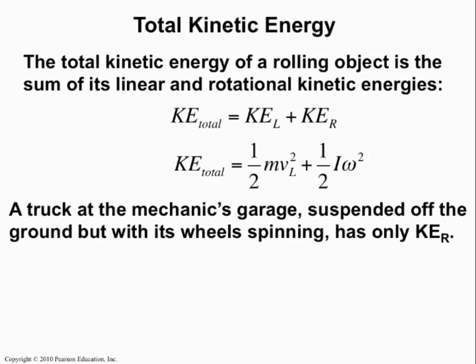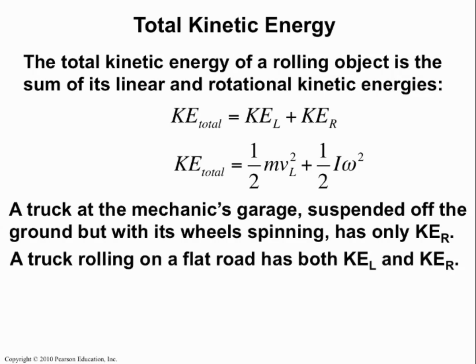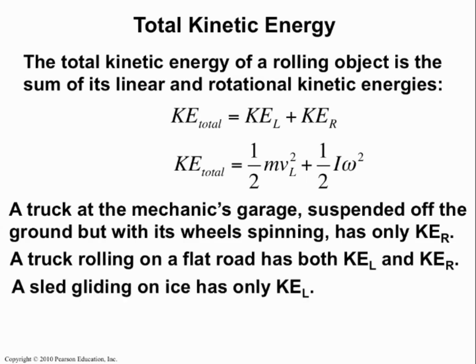It's not going anywhere. A truck rolling on a flat road has both KEL and KER. It's got both. It's moving along in a straight line, so that's where the KEL comes from. And its wheels are spinning, so that's where the KER comes from. A sled gliding on ice has only KEL. A sled doesn't have rotation. Right? A sled just slides, it glides. And so there is no rotational kinetic energy on a sled, only linear. Therefore, KE total is a combination of the two. And KE total is linear kinetic energy plus rotational kinetic energy.